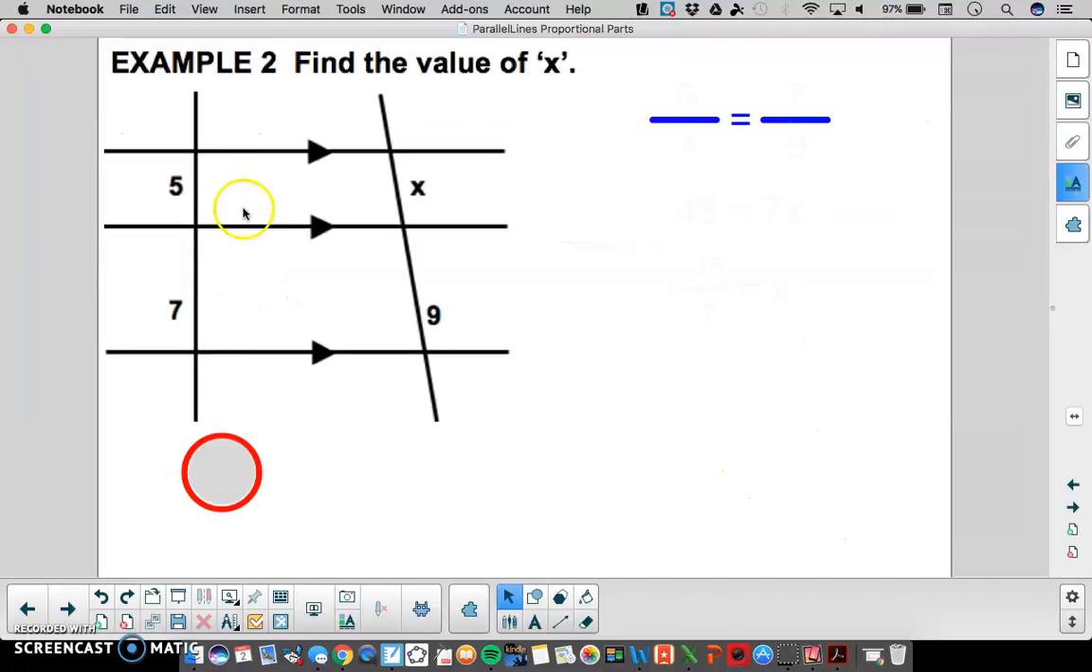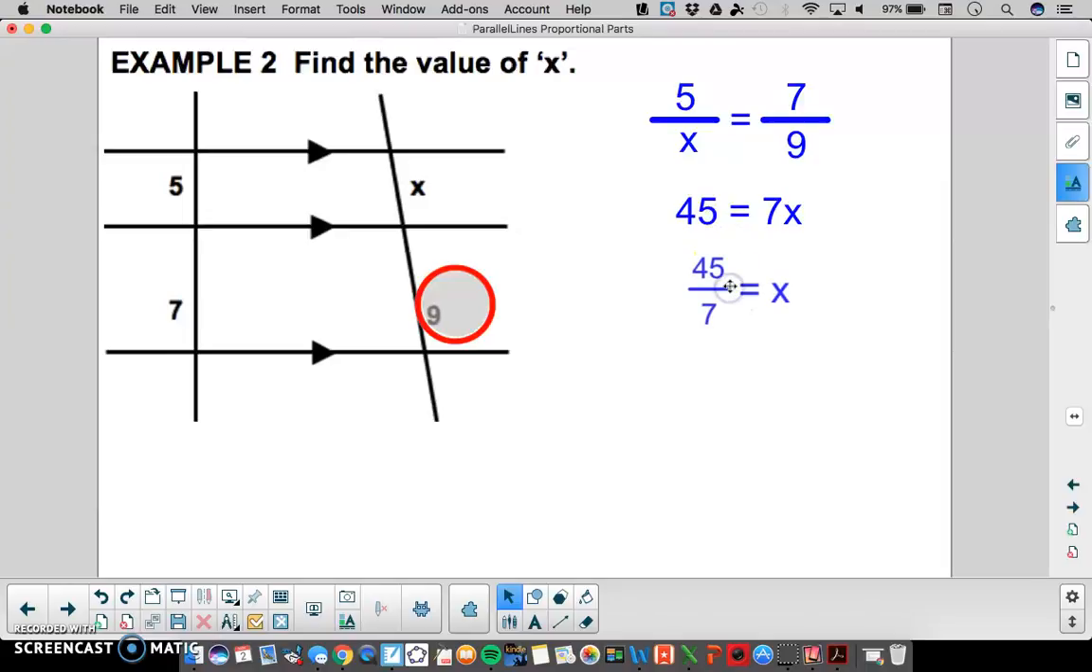Like in this example, we're given 2 transversals that cross 3 parallel lines. So I have 5 and 7 that correspond on that same transversal, and x and 9. Or I could also set it up across the transversals and say 5 over x and 7 over 9. Now that I have my proportion set up, it's just cross multiply and solve. So 7x equals 45, and so x is 45/7.